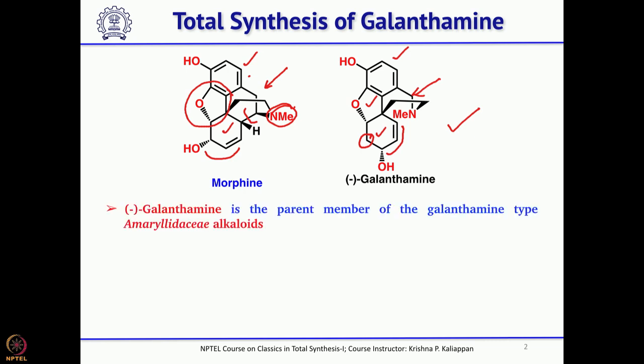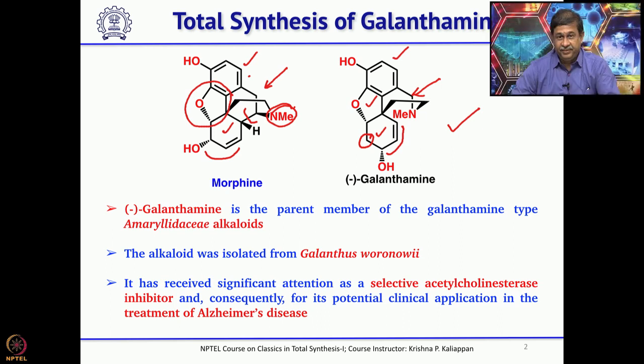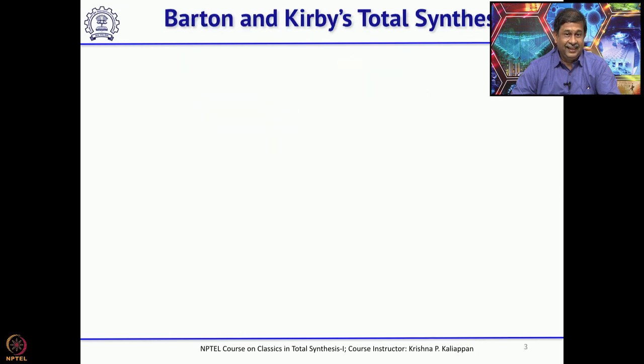So this galanthamine was isolated from Amaryllidaceae alkaloids. It showed potential clinical application in the treatment of Alzheimer's disease due to its selective acetylcholinesterase inhibitor activity. So that's why many groups were interested in the total synthesis of galanthamine, and also, as I said, it is closely related to the structure of morphine. There are many total syntheses of morphine, and because of that, you can see a similar number of people who are interested in the total synthesis of galanthamine.